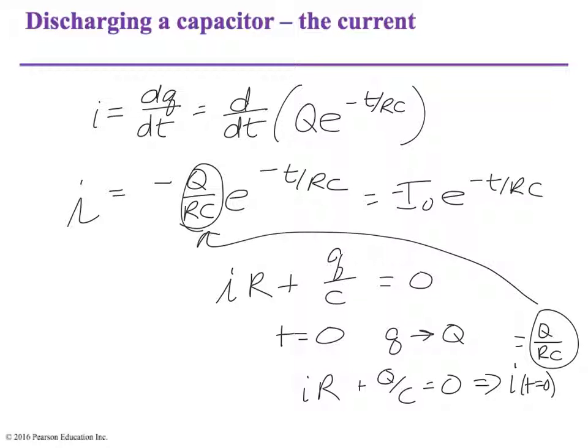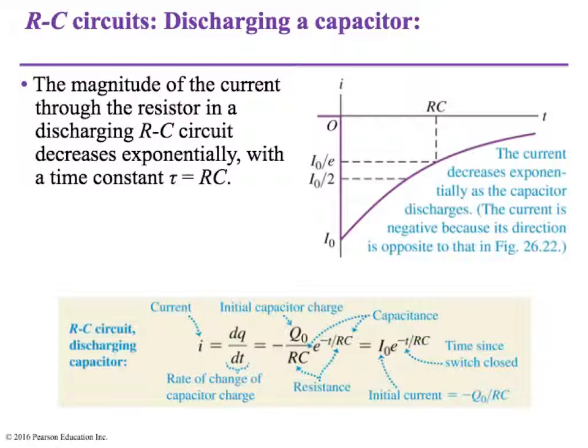So we just look at this expression. Again, for the current, interestingly enough, in both charging and discharging a capacitor, it starts at a maximum current and then exponentially decays with the time constant.